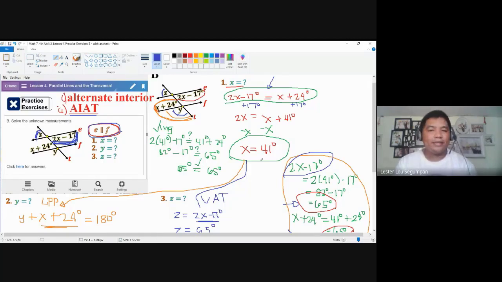So please practice on this and look for other examples similar to this so that you could always verify your improvement. So we still have another pair of angles later on.